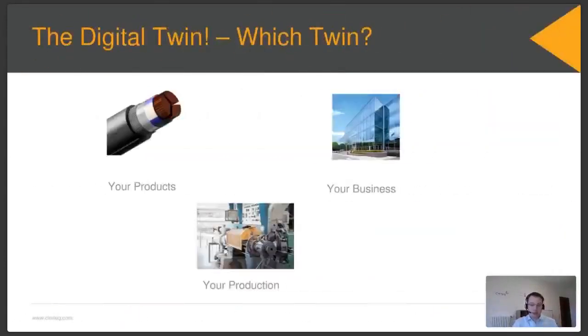And then, of course, the third big topic is your production. Building a digital twin of your production capabilities, your machinery, your plants, and so on. So these are the three core elements from which we start all our initiatives for making cable factories more efficient and more agile, more quick, generating the speed.